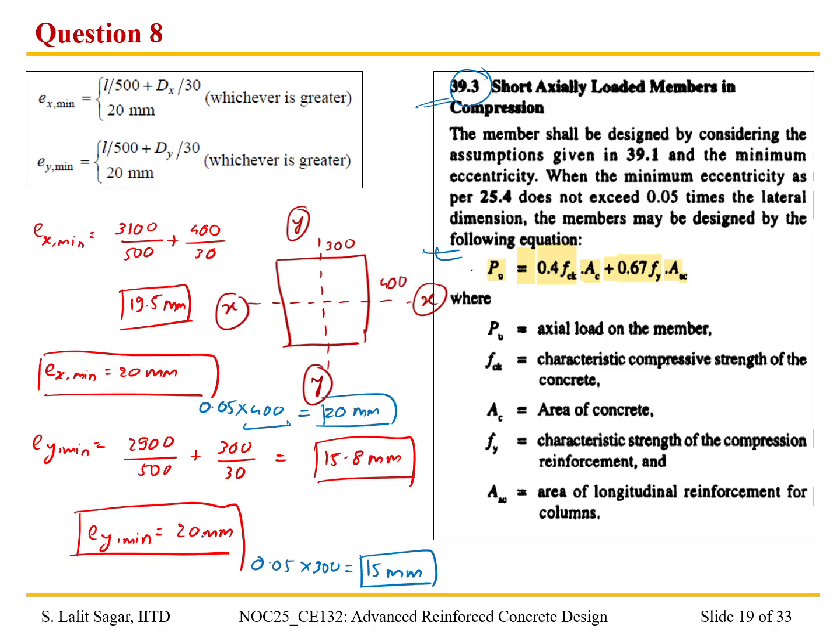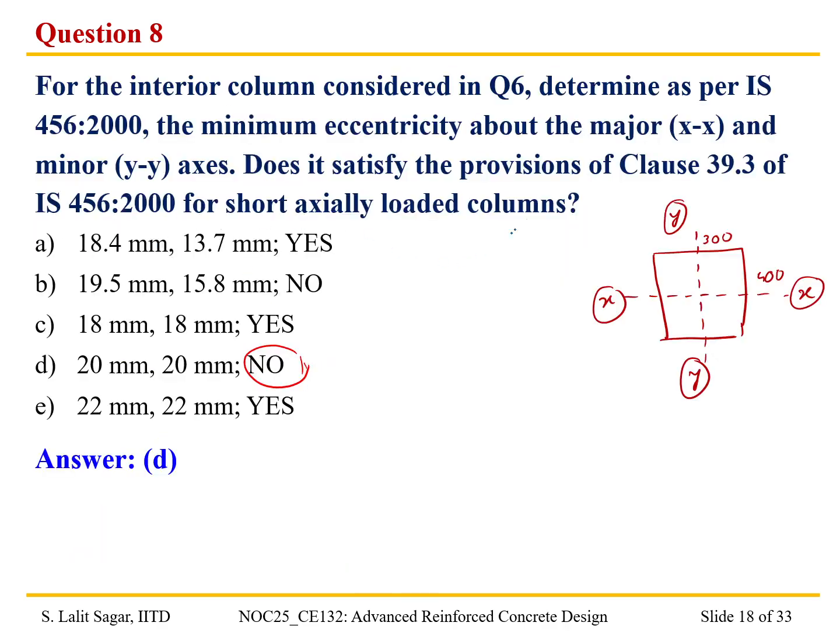Okay, so 20 millimeter. The minimum eccentricity about the y-axis is exceeding the value of 0.05b. So for that reason, we cannot proceed and design the column as per clause 39.3. It cannot be designed directly in the current dimensions as a short axially loaded column. So option B is the correct answer.